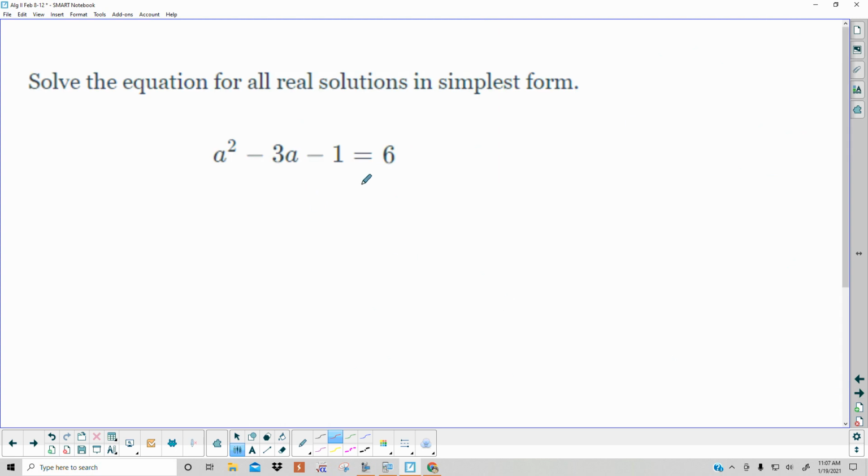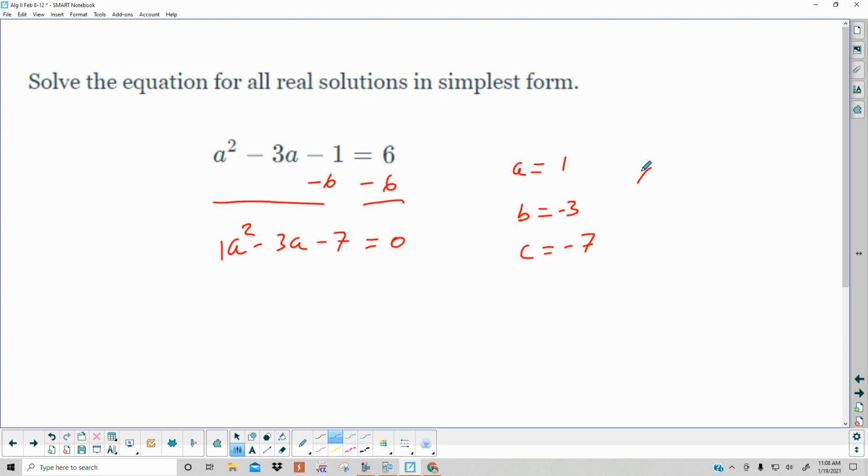All right. Subtract the 6, subtract the 6, and you get a squared minus 3a minus 7 is equal to 0. So again, you start identifying a, it's a 1. There's a 1 in front of it. B is equal to -3. C is equal to -7. And then you follow that pattern. X is equal to the opposite of b plus or minus the square root of b squared minus 4ac all over twice a.